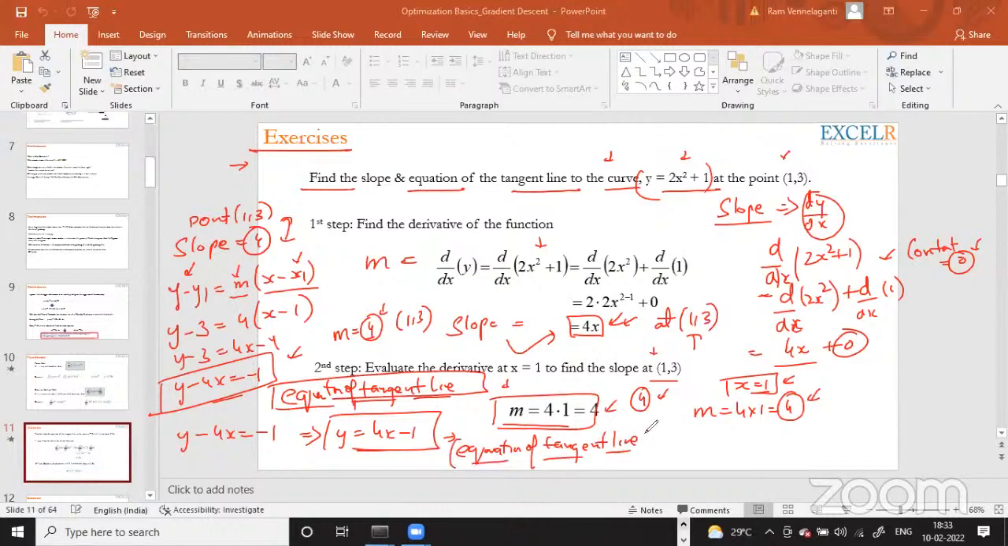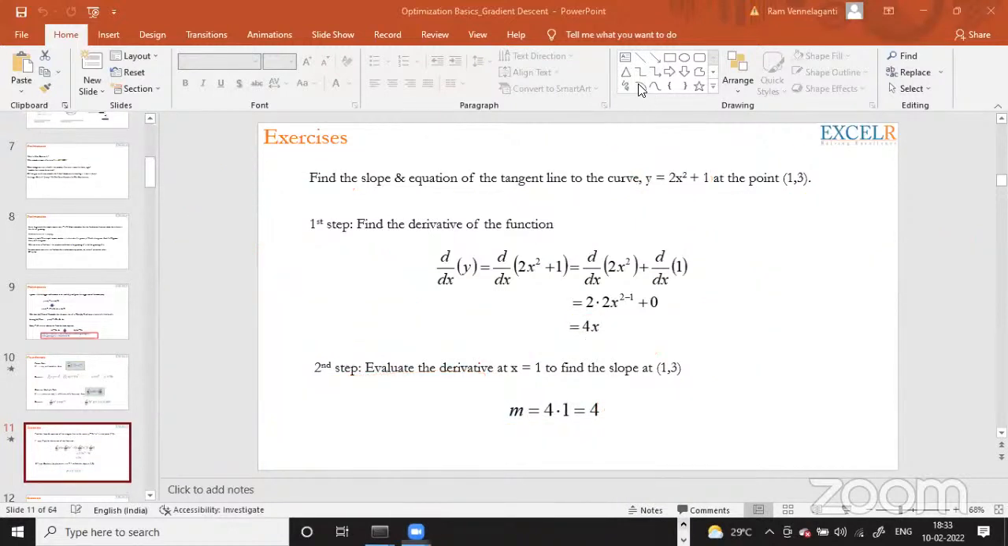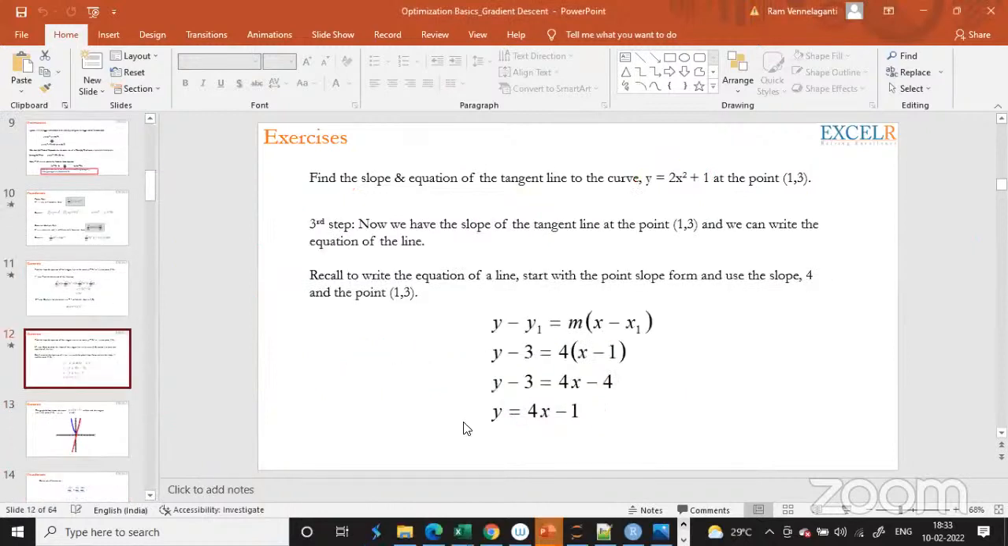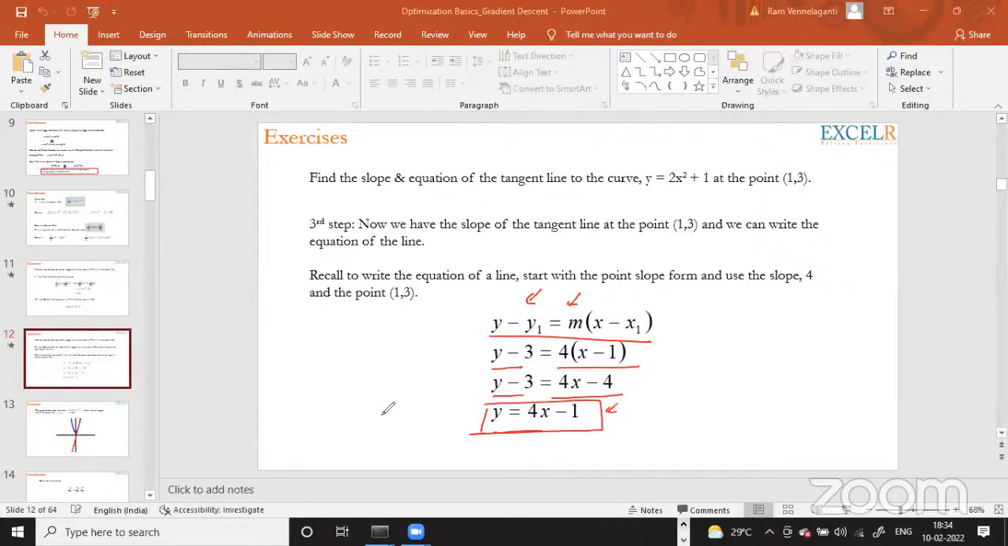So all these formulas we have to remember. How do you find out the equation of a straight line when a single point is given and the slope is given? y minus y1 is equal to m into x minus x1. All these calculations, whatever we have done, we are going to see them on our slides. So y minus y1 is equal to m into x minus x1. So y minus 3 is equal to 4 into x minus 1. y minus 3 is equal to 4x minus 4, and y is equal to 4x minus 1.